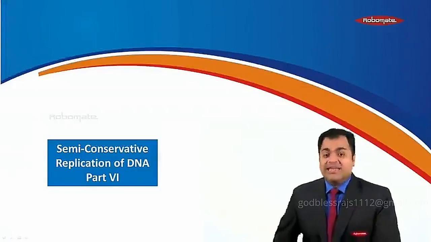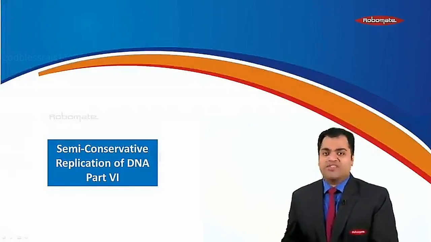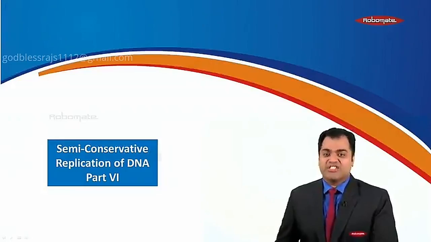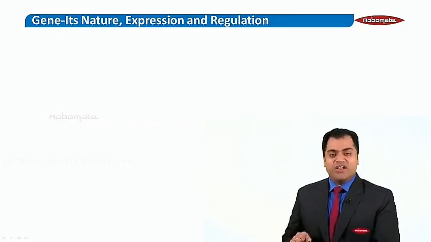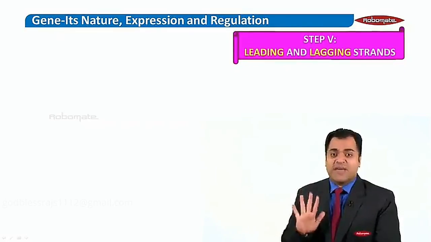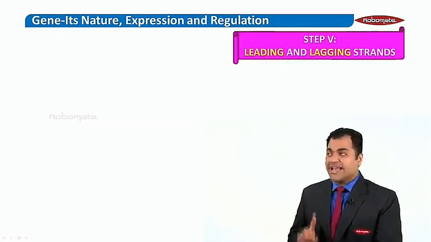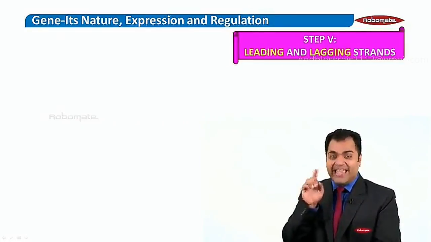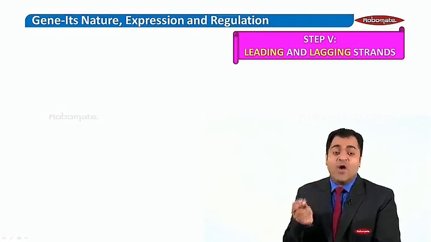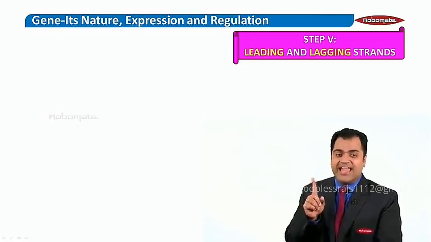Hello students, now let's talk about the sixth part of the semi-conservative replication of DNA. Look, listen and learn. In this module, I'll be talking about the fifth step of the process, which is called leading and lagging strands. Look at the names leading and lagging, and let us see why the strands are called leading and lagging strands.